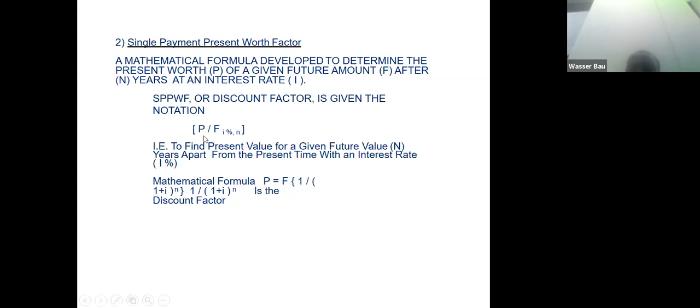So what I want us to take care of in this class is that when you see a factor like this, know that the P is what you are looking for, to find the present value of a future given value. Whatever is up here is what you are looking for, and whatever is down is what you are given. Then the i is the interest rate and the n is the number of years.